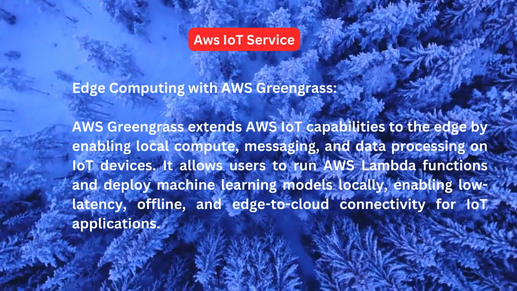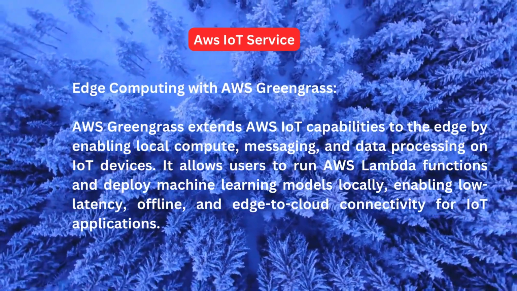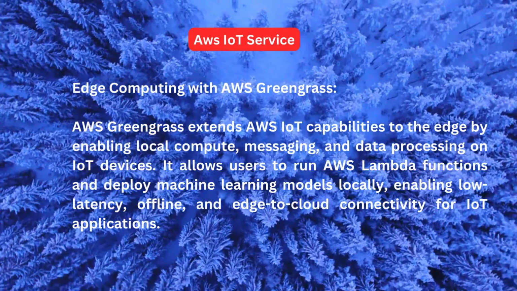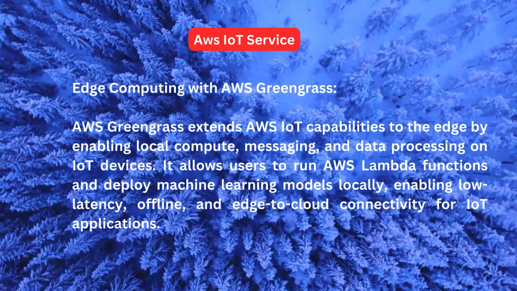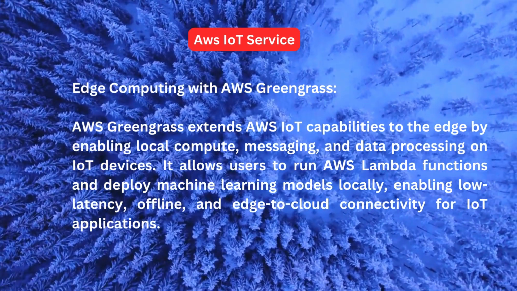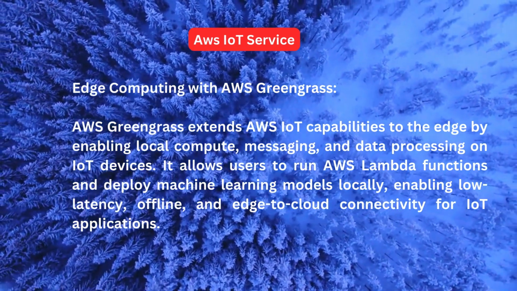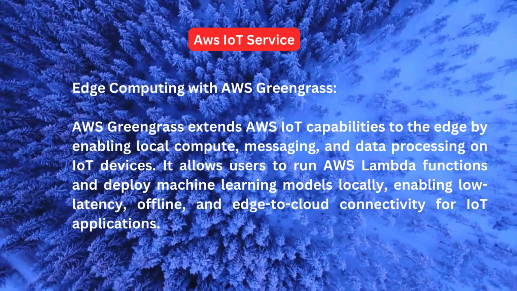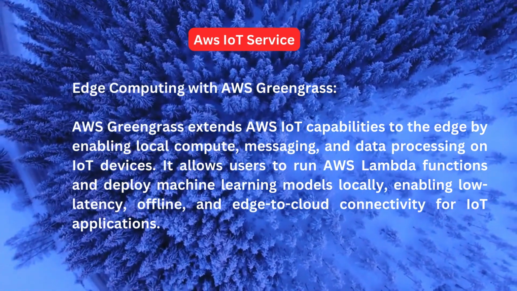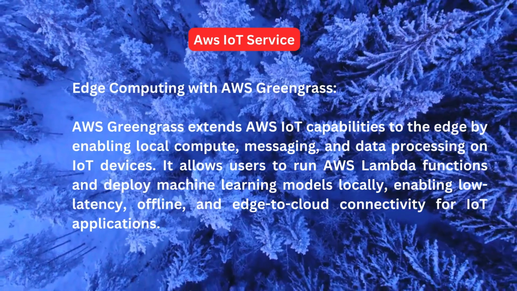AWS Greengrass extends AWS IoT capabilities to the edge by enabling local compute, messaging, and data processing on IoT devices. It allows users to run AWS Lambda functions and deploy machine learning models locally, enabling low-latency, offline, and edge-to-cloud connectivity for IoT applications.